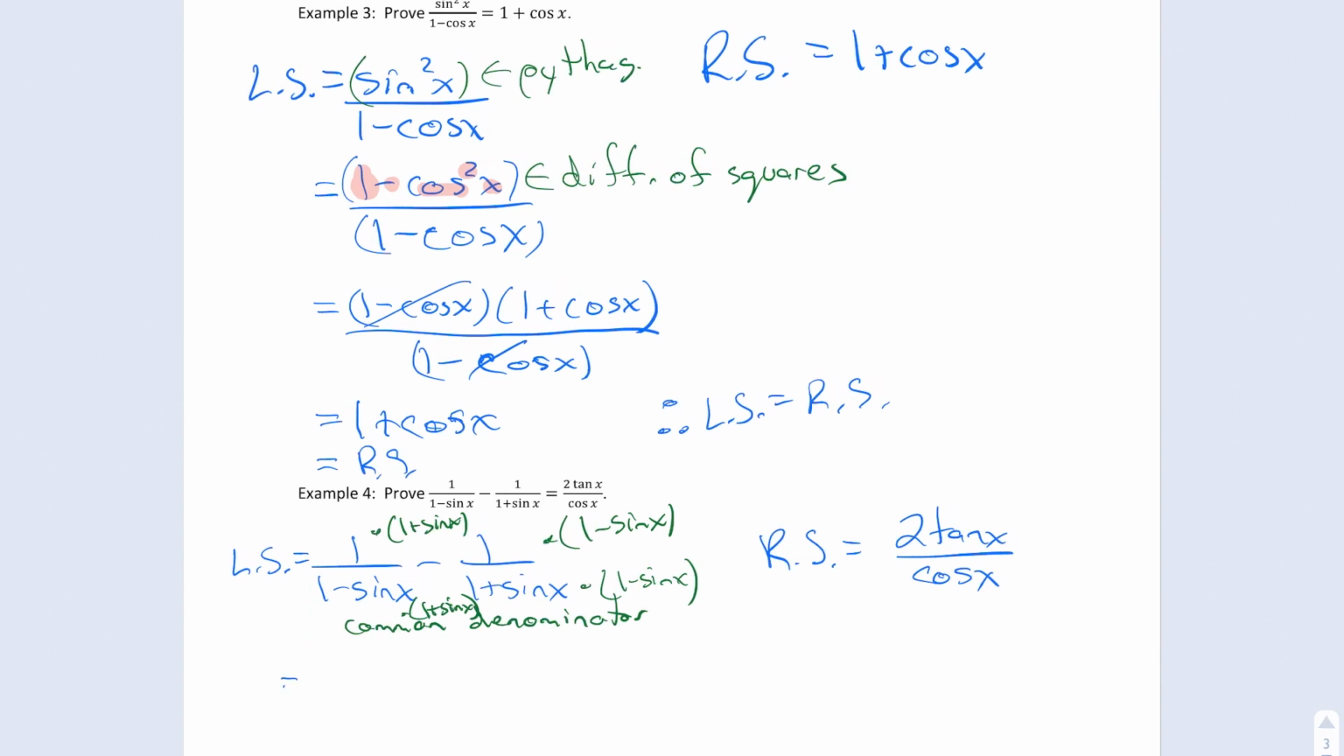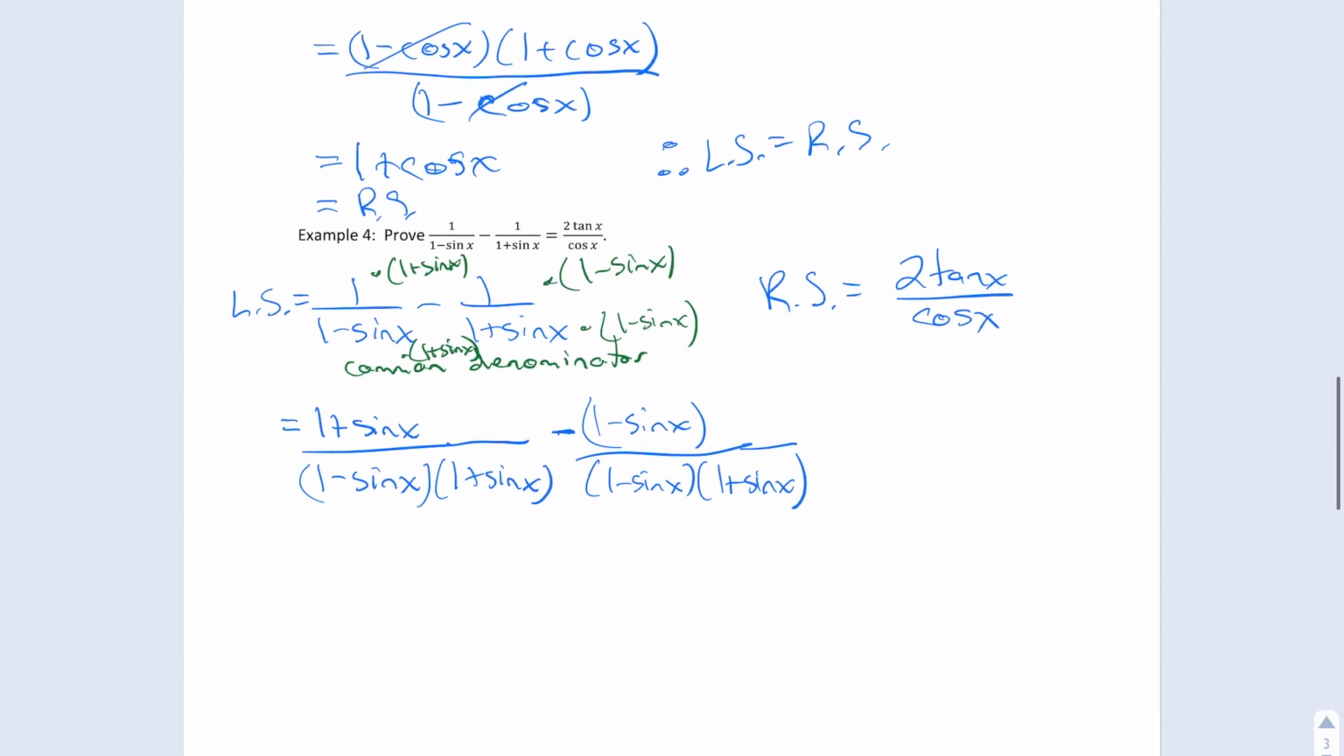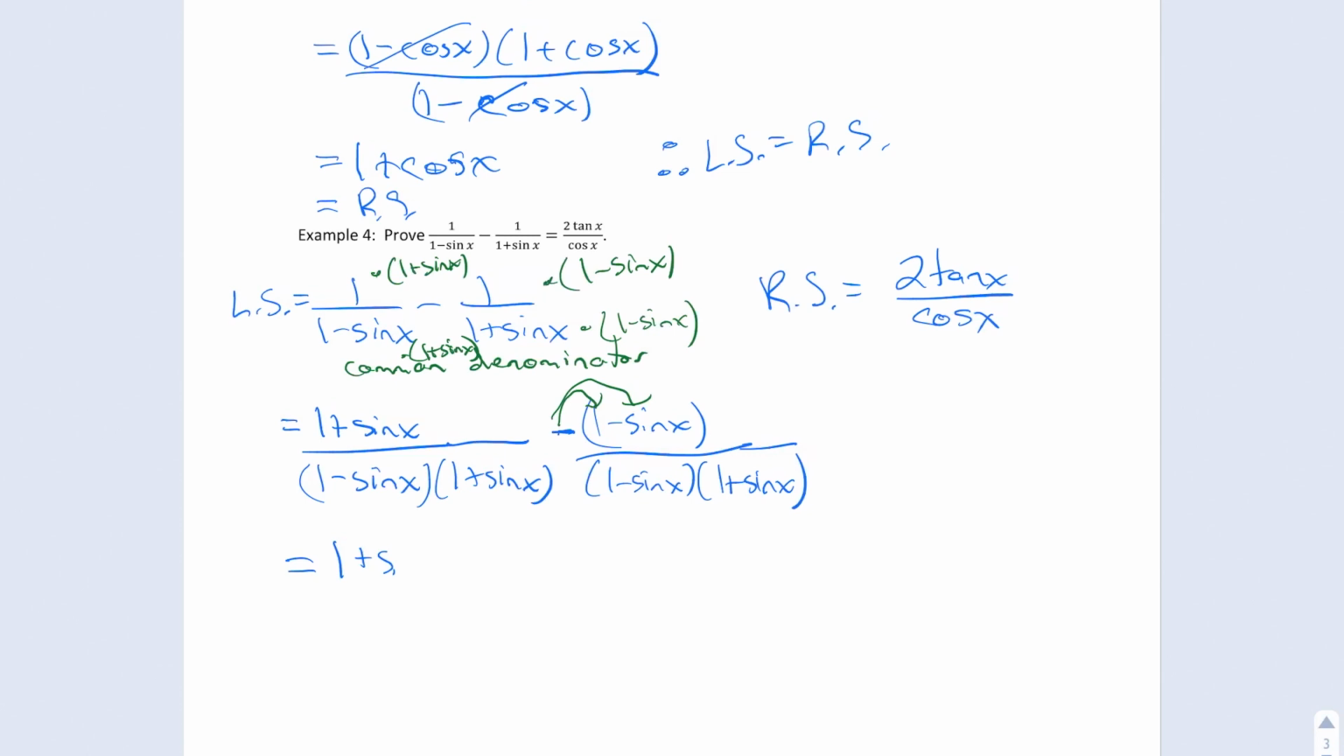So I do that, and I'm just going to move this down a little bit. So I end up with (1 plus sine x) over (1 minus sine x) times (1 plus sine x). Then I've got minus, and then it's (1 minus sine x), and the same thing in the denominator, (1 minus sine x)(1 plus sine x). Notice I wrote the second fraction in brackets because I need to apply this negative to both terms. So I'm going to bring this all together so it's one fraction.